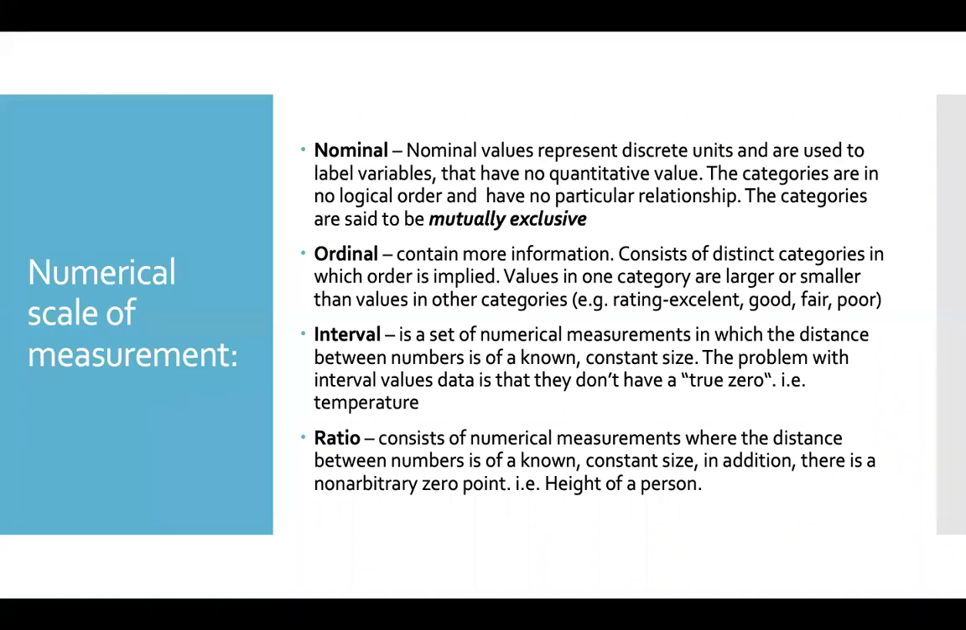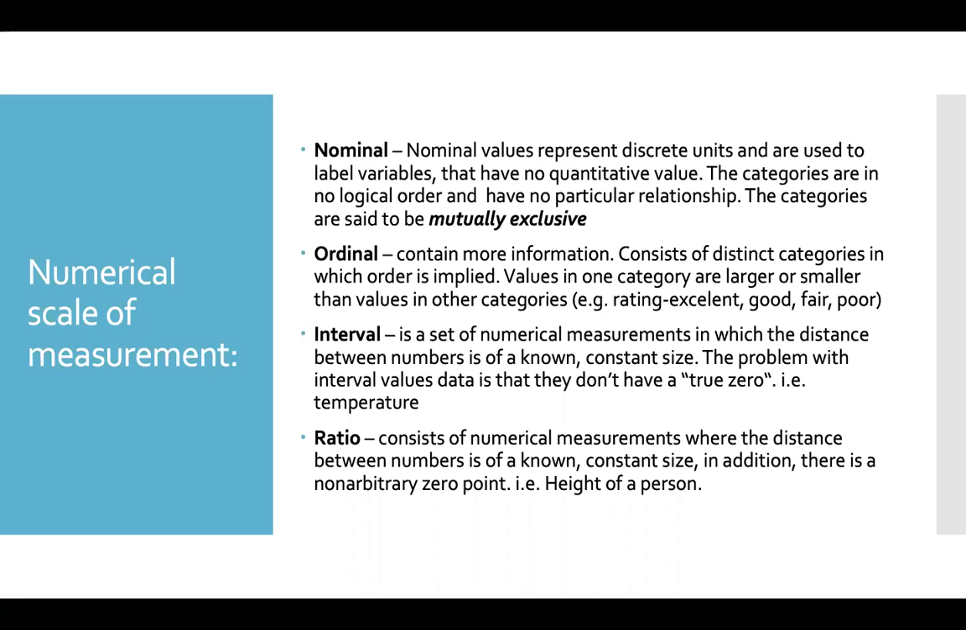Ordinal data always have an order implied to it, right? Now, interval data is something which has even more value. The rating which I'm talking about, excellent and good, fair and poor, can be interval data as well, where the numbers have a distance of constant size.